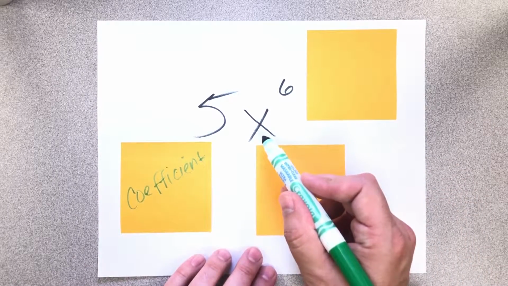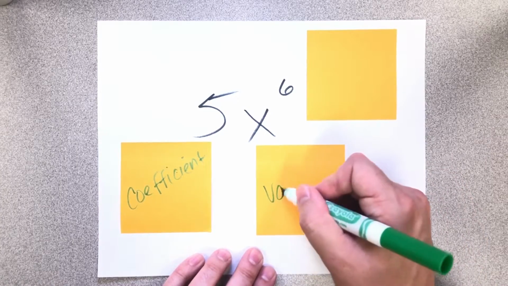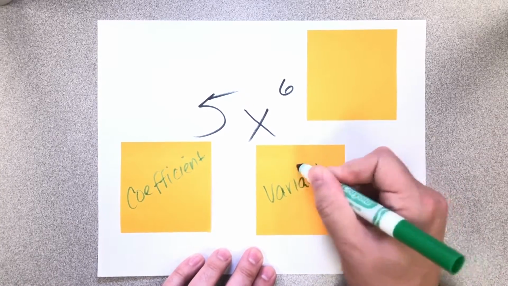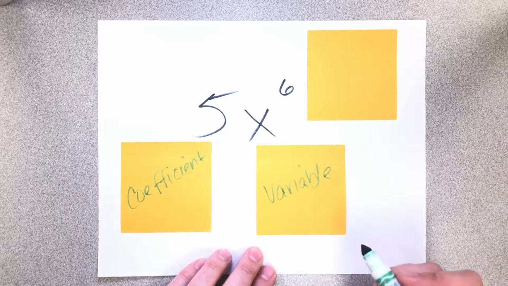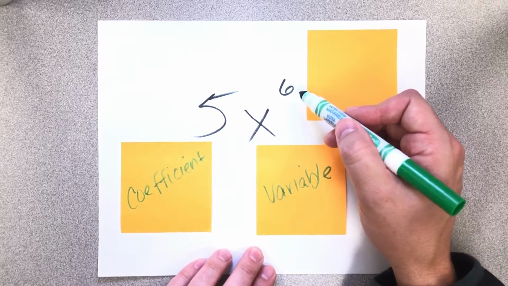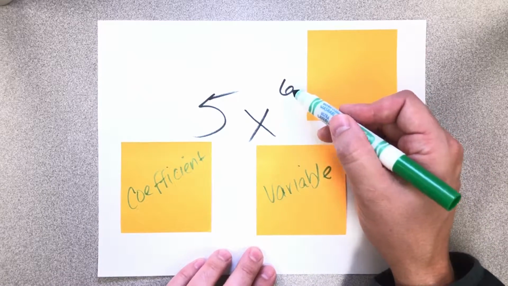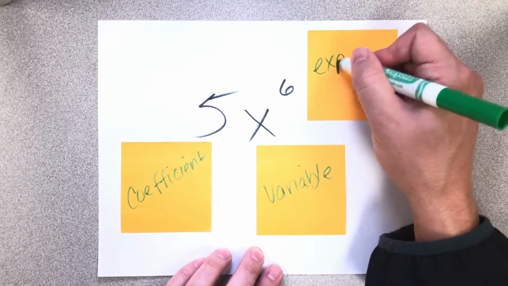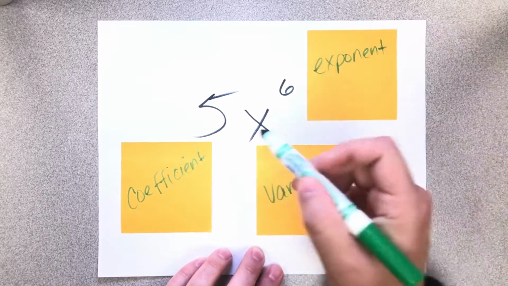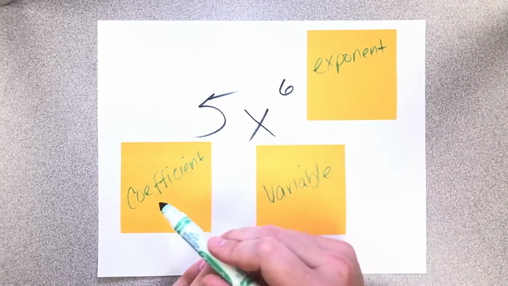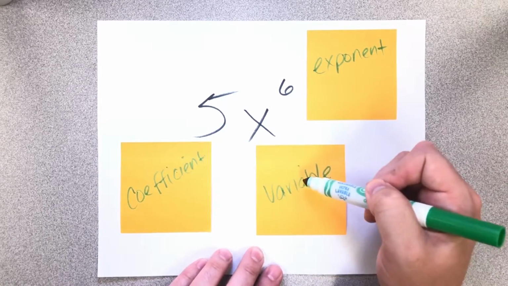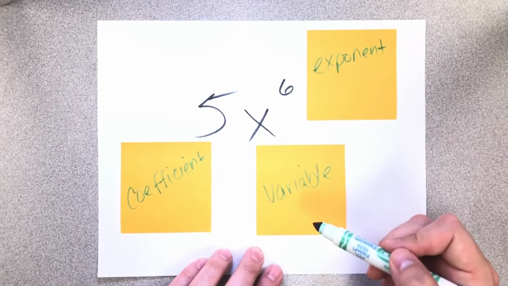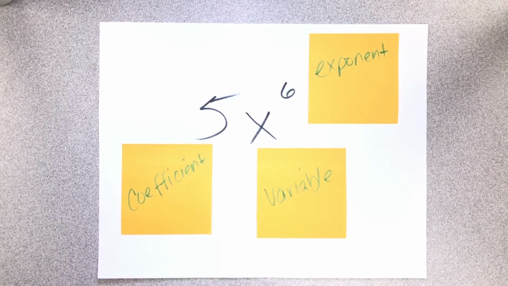The x in this problem, this is the variable. Often in algebra, this represents the unknown, something we need to plug in for, some value that we're not really sure what it is. The small, what some people call superscript at the top, represents the exponent in this problem. So in the term 5x to the 6th power, the 5 is the coefficient, which is the number in front. x is the variable. 6 is the exponent in this problem.